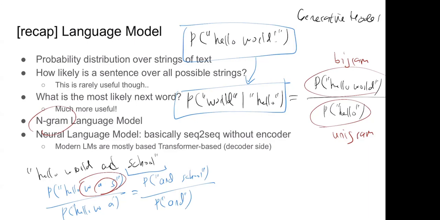But the problem with this approach is that as n goes up, most n-grams that you see at inference time will not have appeared in training time, right? Because if your vocab size is 30,000, there are only 30,000 possible unigrams, but there are up to 900 million, 30,000 squared, possible bigrams. And if you go one more step up, trigrams, then it will be more than, how much is it?